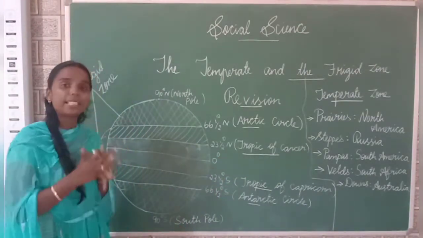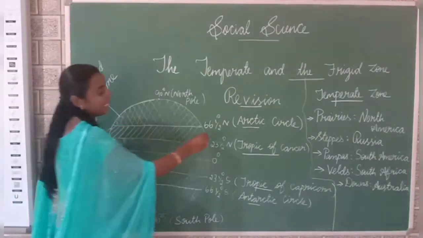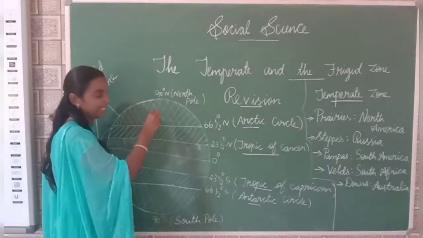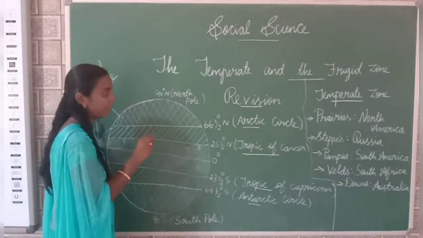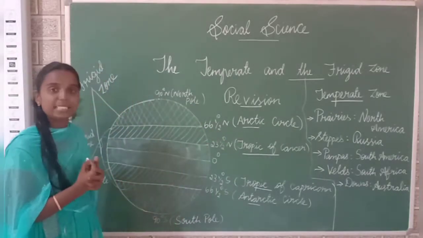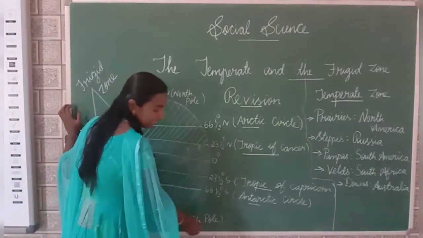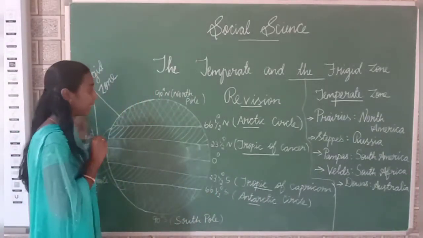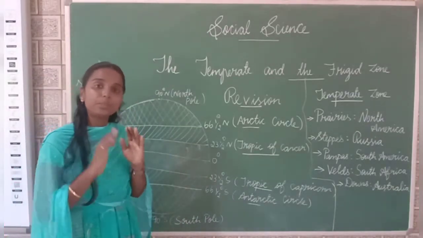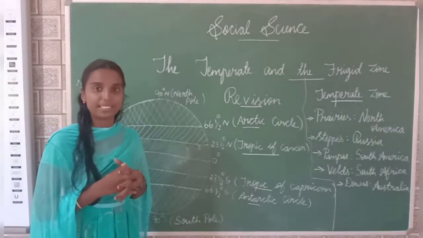Very good. Now say me, where is this frigid zone located? Yes, in the northern hemisphere it is between the Arctic Circle and the North Pole. Okay, so in the northern hemisphere the frigid zone is located between the Arctic Circle and the North Pole, and in the southern hemisphere this frigid zone is located between the Antarctic Circle and the South Pole. Okay, so these are the areas where the frigid zone is located. Now you know the location of the temperate zone and the frigid zone, right?